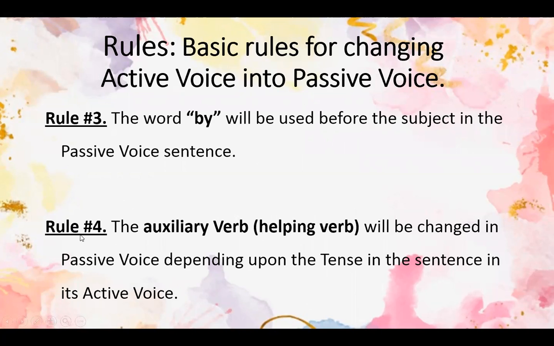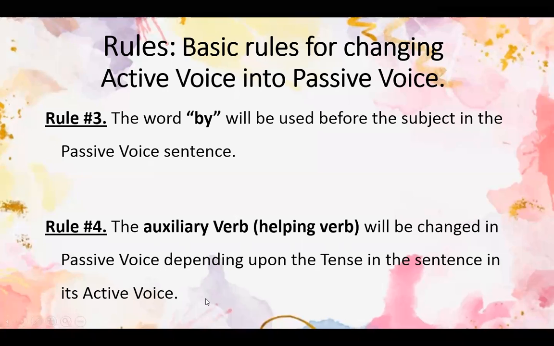Rule number 4 is the auxiliary verb. The auxiliary verb means the helping verb. The helping verb will be changed in the passive voice depending on the tense in the sentence in its active voice. We will use the helping verbs in the passive voice according to the tense which is in the active voice. We will first observe the tense in the active voice, then we'll convert it into passive voice and use the helping verb accordingly.